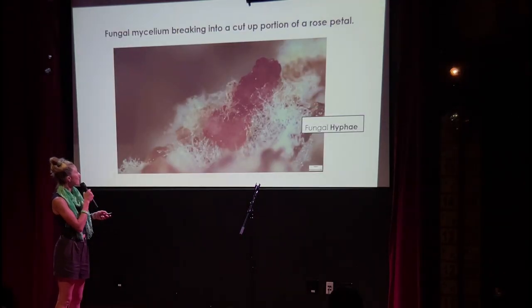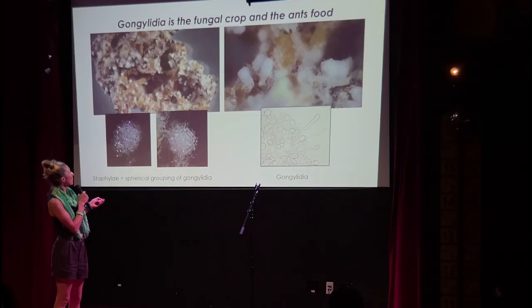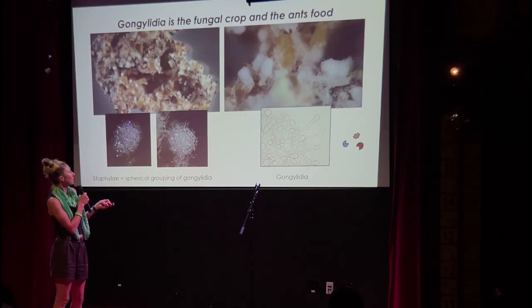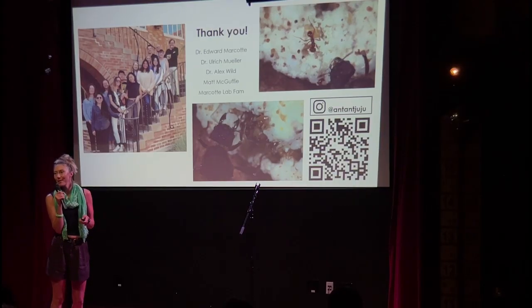And so here are some photos of fungal hyphae breaking down rows. And then these are some close-up images of the gongylidia that I took recently. They look like little puff balls. Those are the enzymes in there. And with that, thanks for your attention, and I'll take any questions.